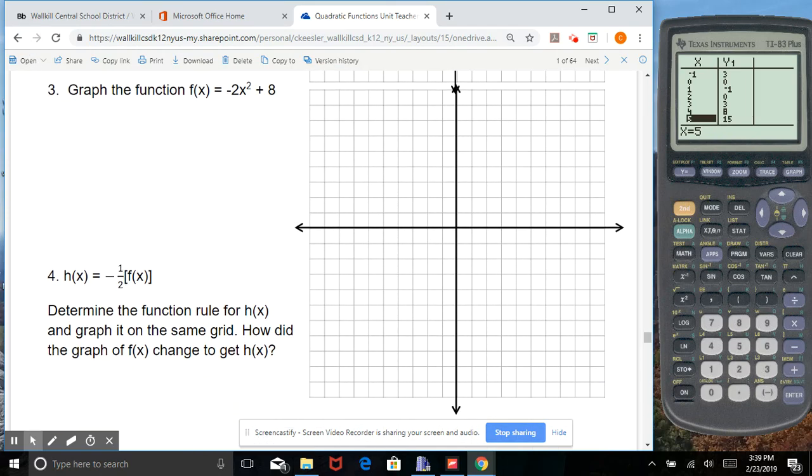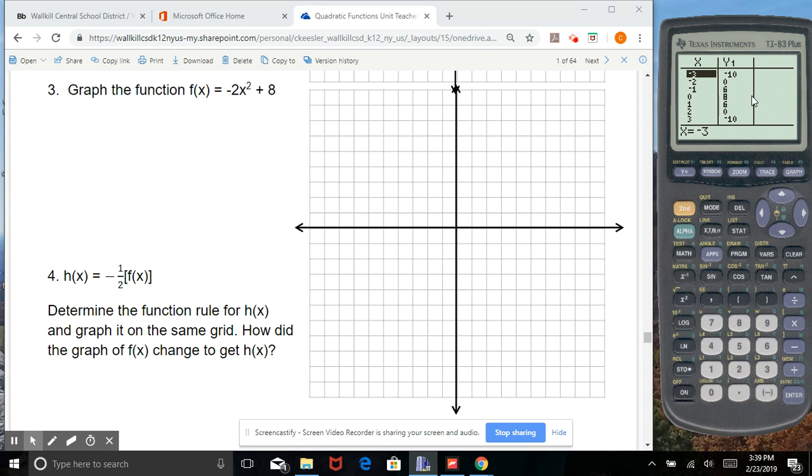Starting with the graph f of x equals negative 2x squared plus 8. So we go to y equals, clear our equation, go to negative 2x squared plus 8, and pull up the table. And here we see our vertex right away at 0, 8, which in this case is a maximum point because our a value is negative. That proves that the graph has to go down, so our vertex has to be a maximum.